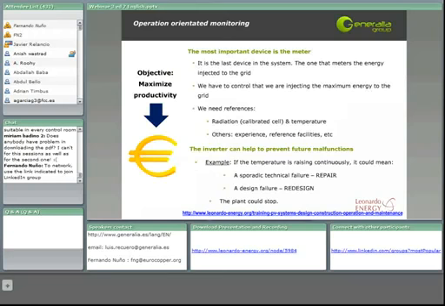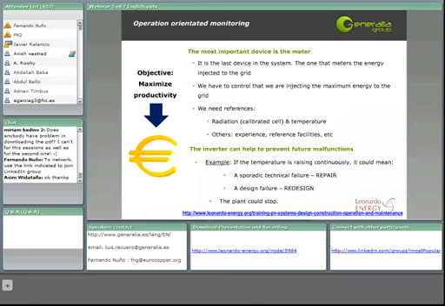We need references from different devices in order to know if we are producing what we might be producing. As we have said, the most typical references might be the radiation and the temperature. Other references can be our experience or reference facilities in the same area as ours.